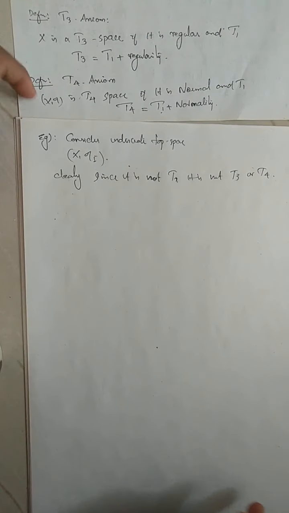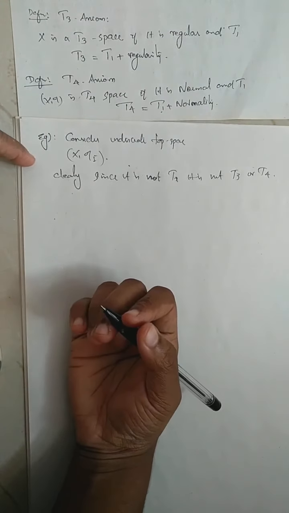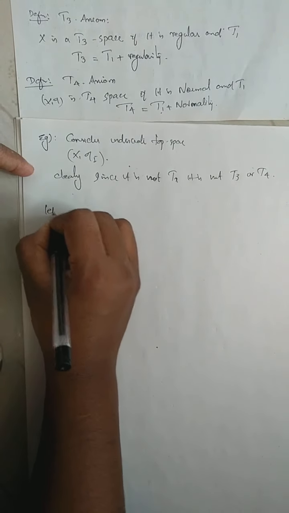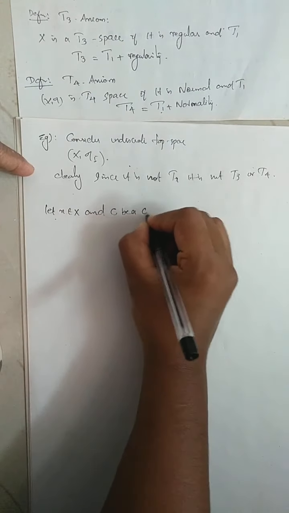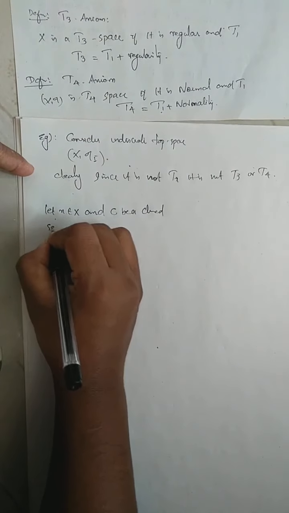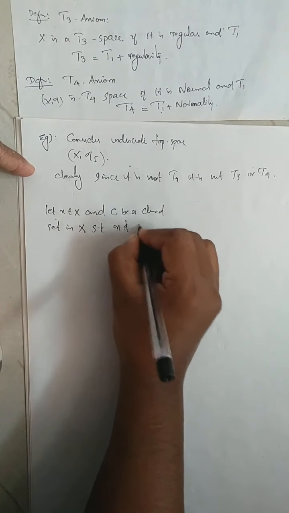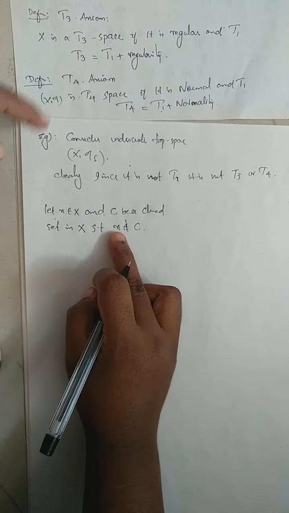But we will check the regularity and normality. What will happen to these two properties for this space? Okay. So to see the regularity, let x belong to capital X and let C be a closed set in X such that x is not in C. So C is a closed set not containing the point x.